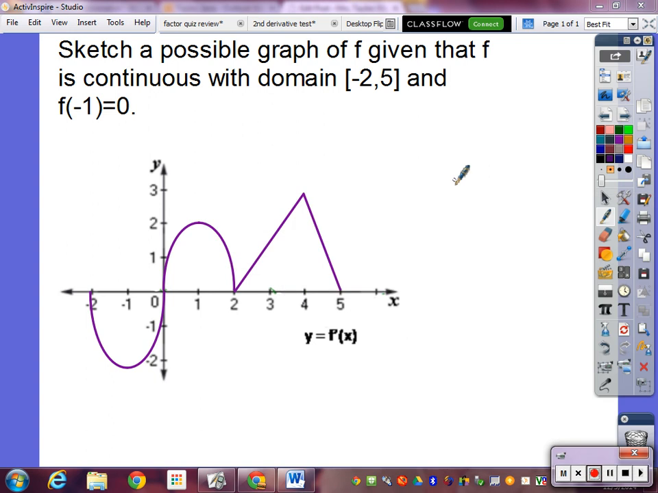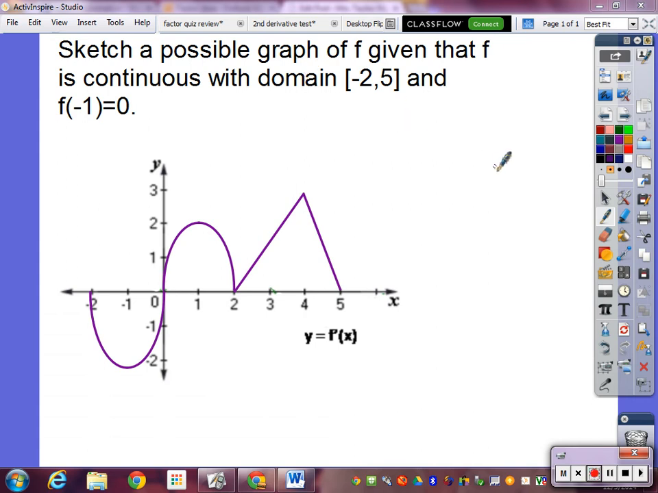Hey, this is Mrs. Taylor, and I'm going to walk you through how to sketch a graph of a function given the graph of the derivative. In this problem it says sketch a possible graph of f given that f is continuous with domain -2 to 5 and f of -1 equals 0.